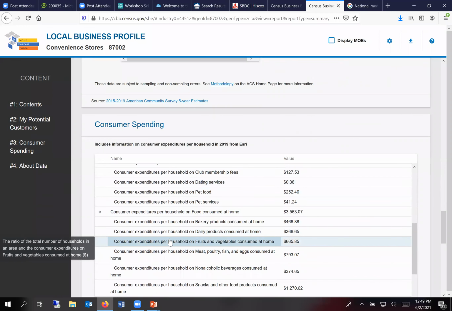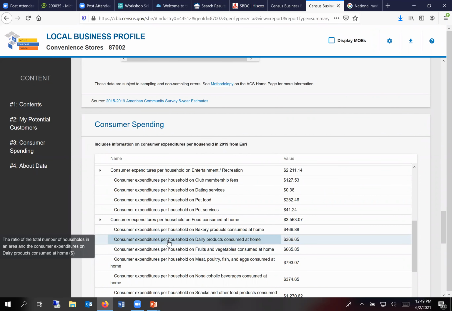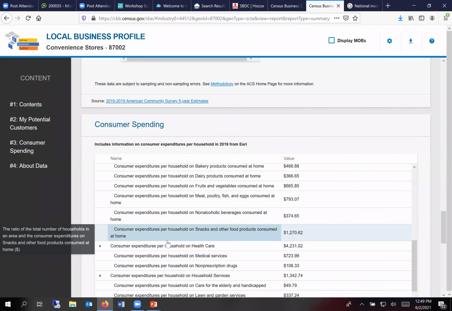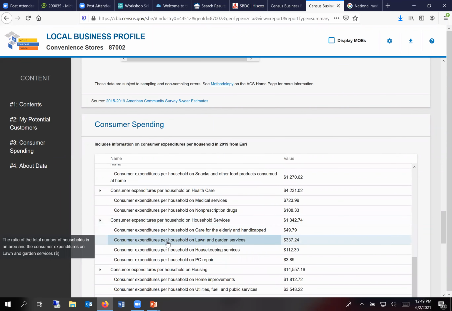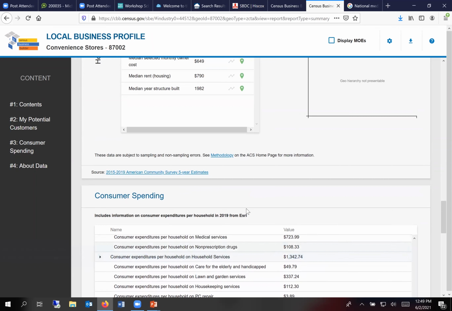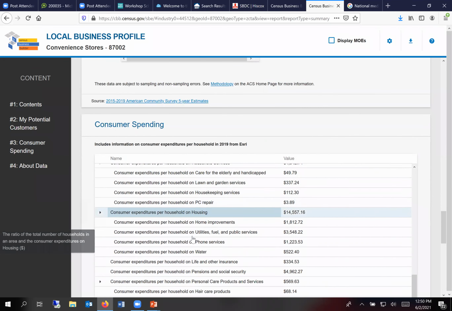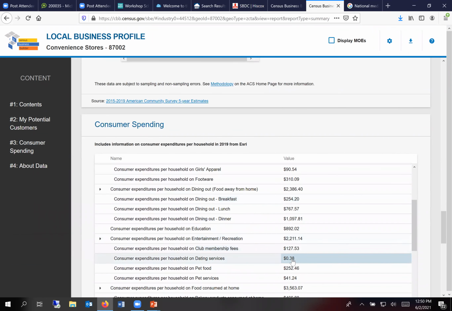If I was going to go into one of these industries, I definitely want to seek out an area, a zip code, census tract, city, state with high expenditures in my industry. Household services, well, they really do spend a lot in that zip code. And these are interesting stats. The one that makes me laugh is dating services. Let's see how much we spend on dating services in 87002. 38 cents per household per year. Probably not the best place for me to start a dating service.